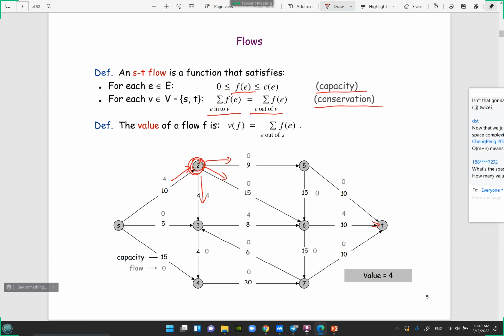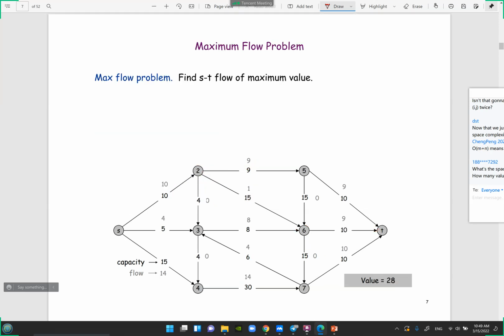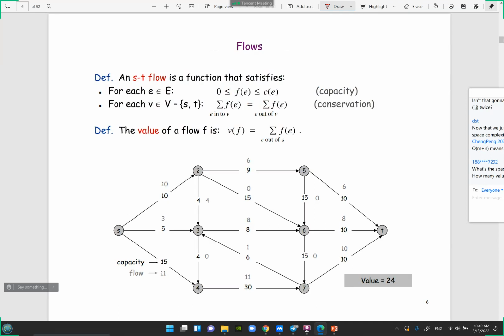In this case, we have 4 units coming in, and if you look at all of the outgoing flows, which are 4, 0, 0, we also have 4 units going out. And this has to be true for all of the nodes. Like over here, for example, we have 4 units of flow going in, and then the flow which goes out is either in this direction or that direction, and you see that the total flow going out is also 4.